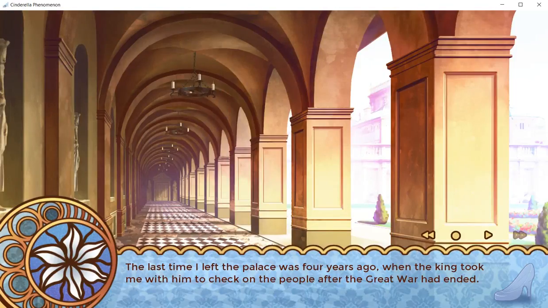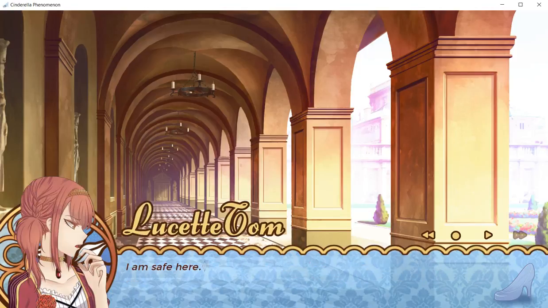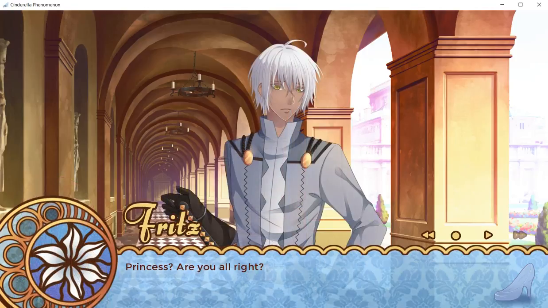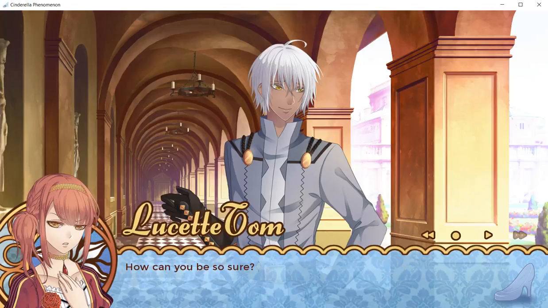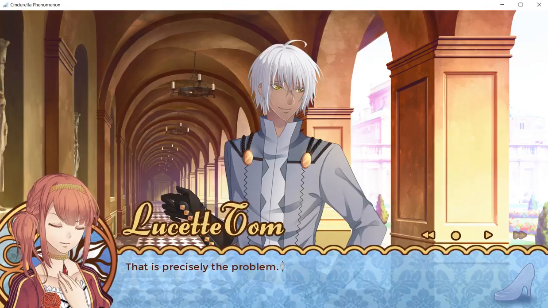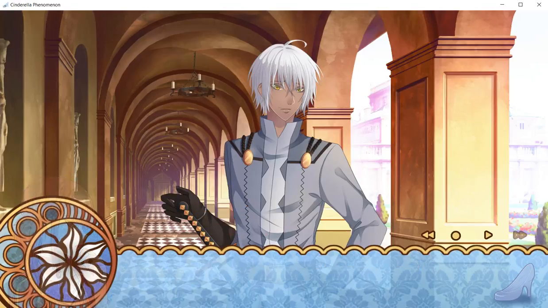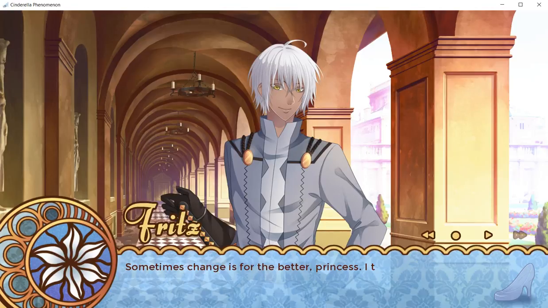The last time I left the palace was 4 years ago, when the king took me with him to check on the people after the Great War had ended. I shake my head, removing myself from the memory. I am safe here. Princess, are you alright? It won't be that bad. The townsfolk are good people. How can you be so sure? Times have changed. People change. That is precisely the problem. Mother never changed. Mother loved me until the end. Sometimes change is for the better, Princess. I think you'll see that story.